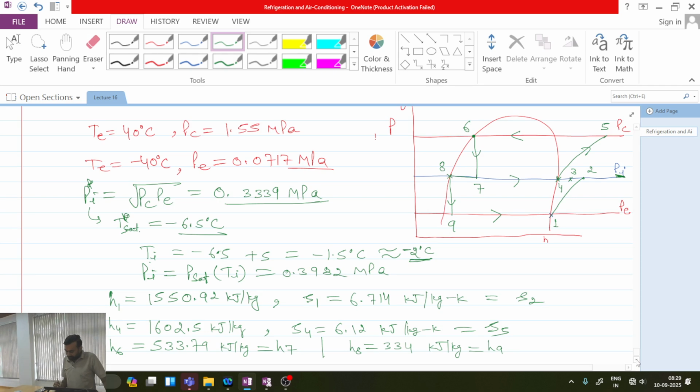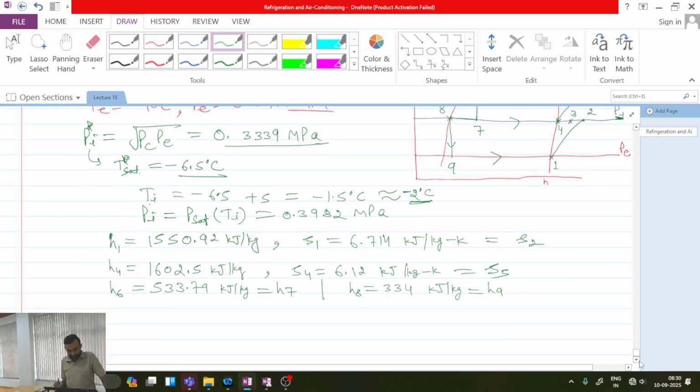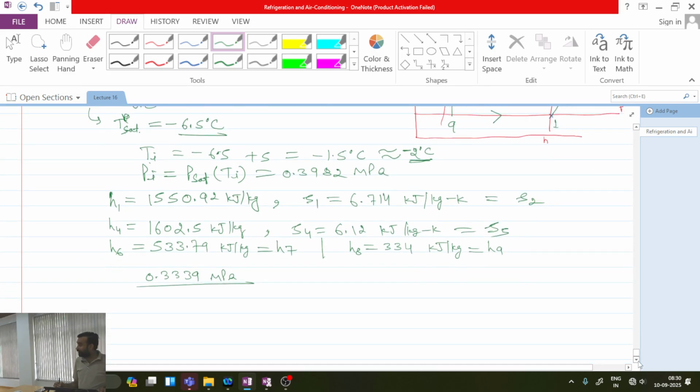Okay, quickly tell me, what is the nearest pressure available corresponding to 0.339 megapascals? What are the nearest pressures available? 300 and 400 kilopascal. Yes, 400 kPa, not megapascal. So one is 400 kilopascals, the other is 300 kilopascal.